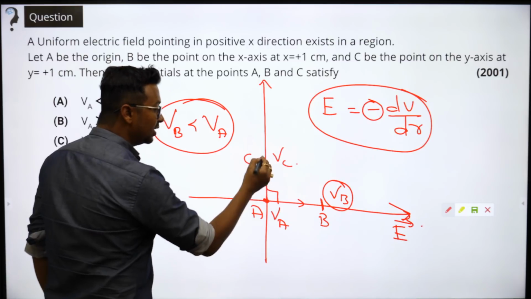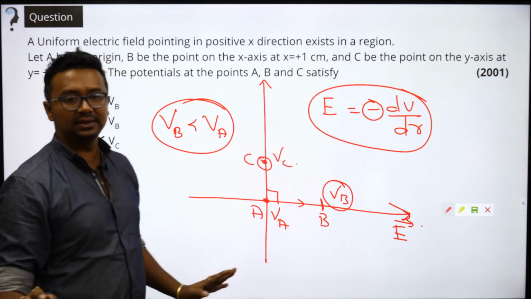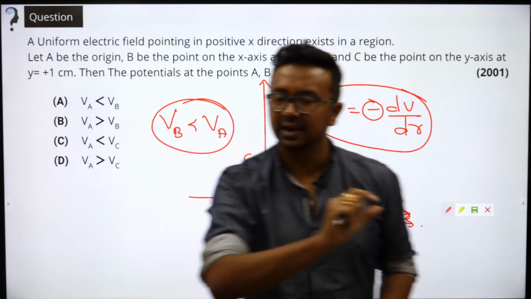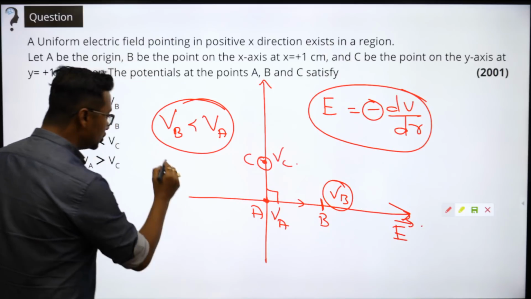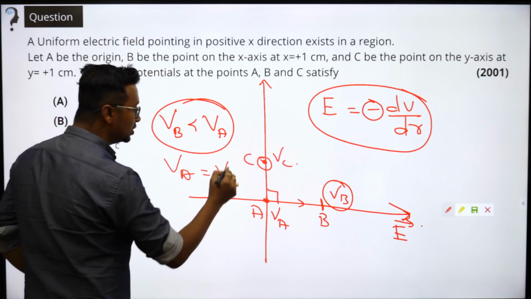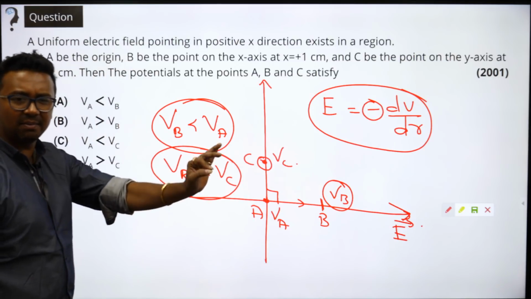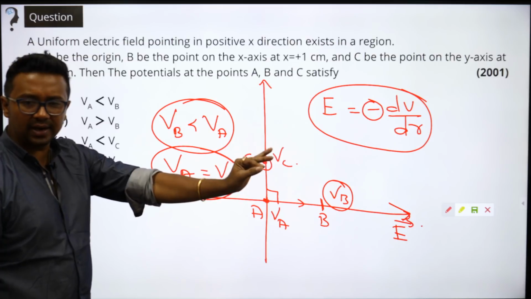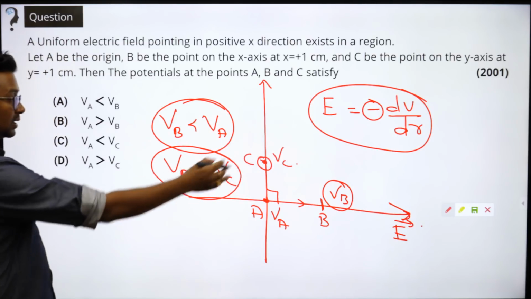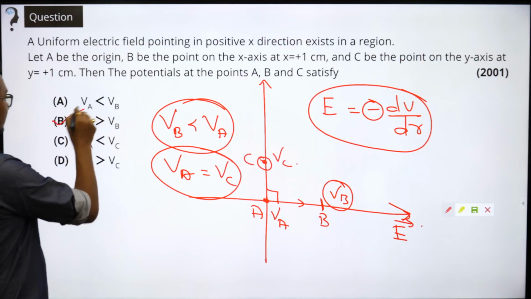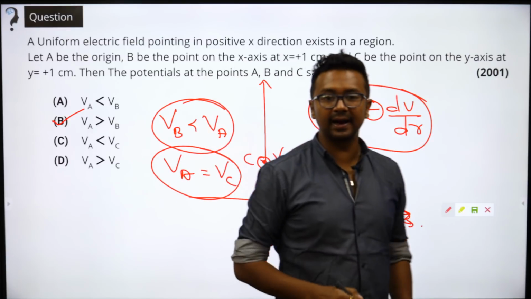All right, perpendicular to the field, no change in potential. Very important. It is a small concept, but very important. Okay, so VA will be equal to VC. If you don't know anything, just remember this could be a very starting point. All right, so here VB is less than VA, which option is it? VB less than VA. Option B is the correct answer.